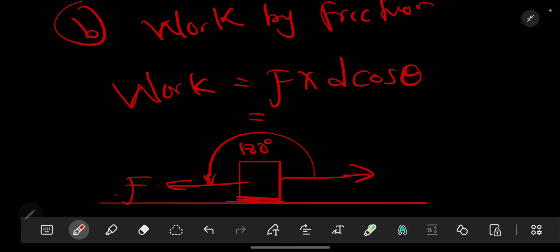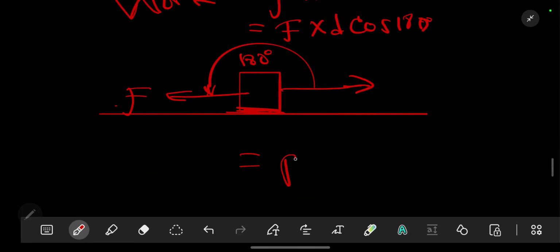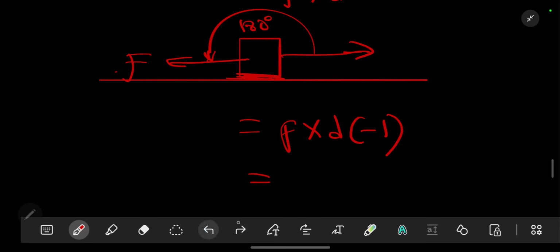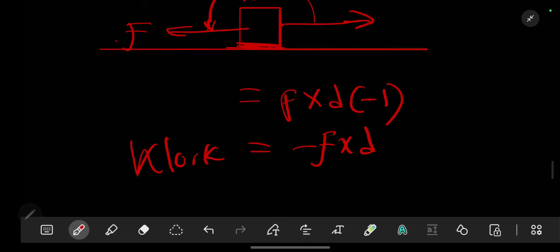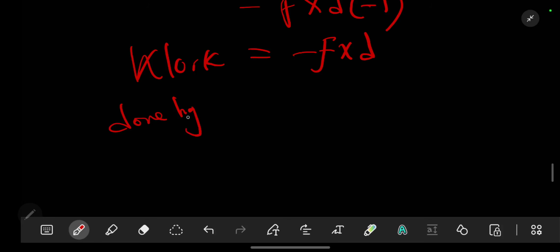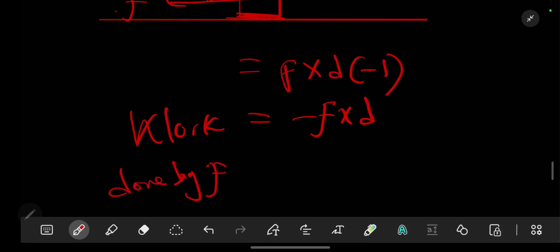But remember, the angle made is 180 degrees. That's how come if you take force times the distance with the cosine of 180 degrees, it will give us a negative. Cos of 180 is negative. So we have F times distance times the cosine of negative 1, so we just put the negative in front: negative F times the distance. This is the work done by friction. So that is basically how we find the work by friction.